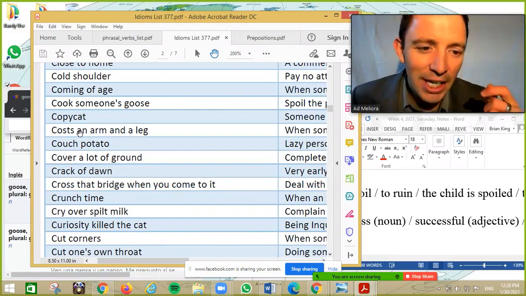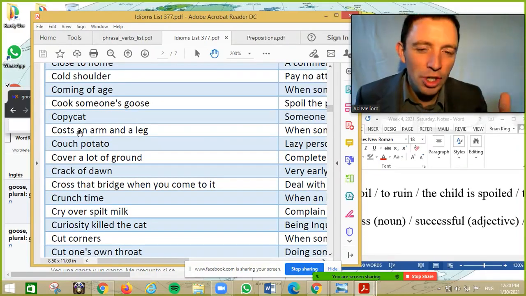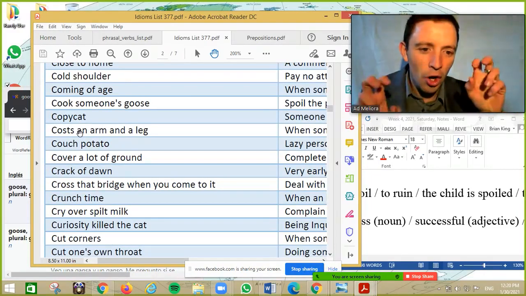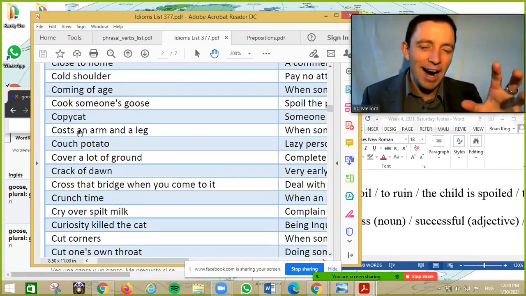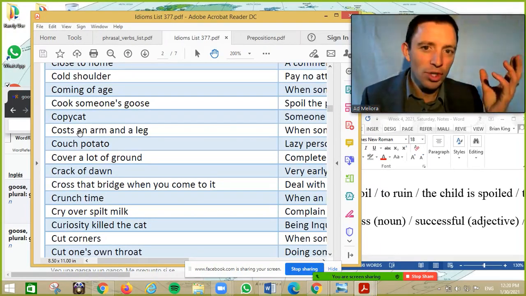Cost is in relation to money. So you go to the shop and the chocolate costs €2. The car costs €2,000. The cost. I think it's costar. Okay?